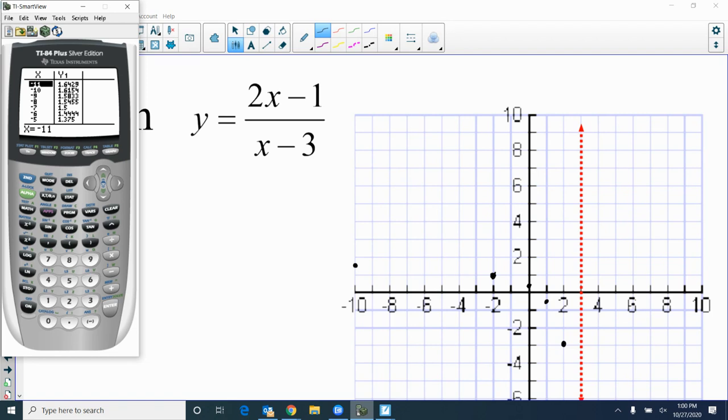Let's take a look at what happens when you plug in some smaller numbers than negative 11. Now, you can scroll, but that's going to take forever. Go to second table set. This tells you where your table starts. The delta table tells you how fast it goes up. So let's just start at negative 10, and I'm going to go by tens and see what's happening. As I go back to my table, at negative 10, it's 1.6.